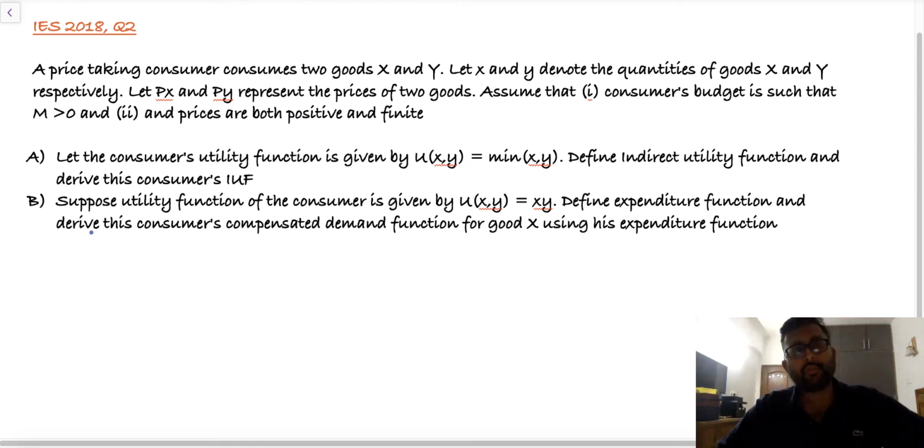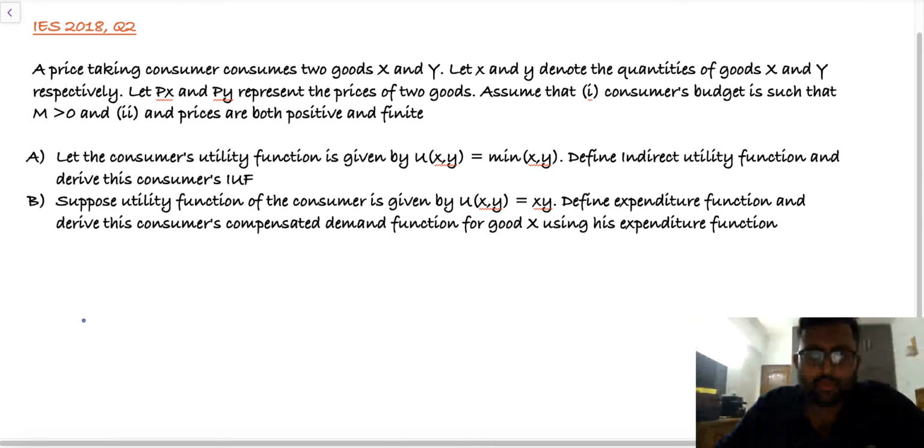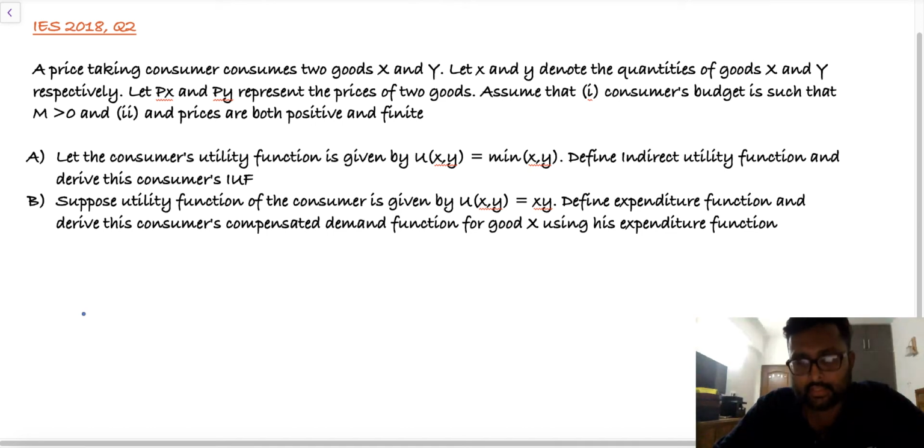So this is the question which appeared in IES 2018 paper, question 2. They're saying that there is a price taking consumer who is consuming two goods X and Y, and assume that consumer's budget is such that income is greater than zero and prices are both positive and finite. You're given one utility function and you're being asked to find the indirect utility function for this utility function. And what is an indirect utility function?